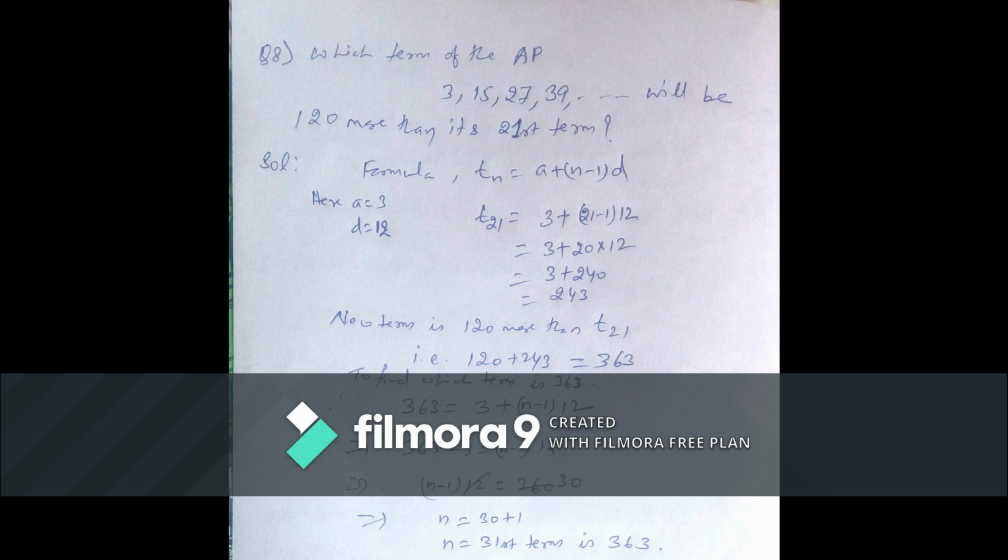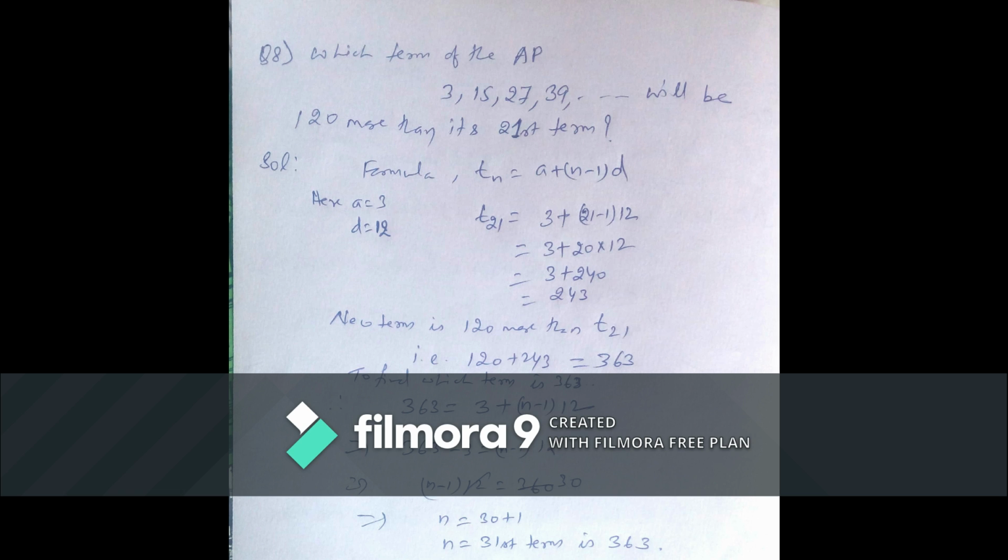So now the next question we are going to solve. Which term of the AP 3, 15, 27, 39 and so on will be 120 more than its 21st term? The formula we already know for AP, Tn is equal to a plus (n minus 1)d. So first we need to find the 21st term. Here a is equal to 3, the first term, and d is equal to 12.